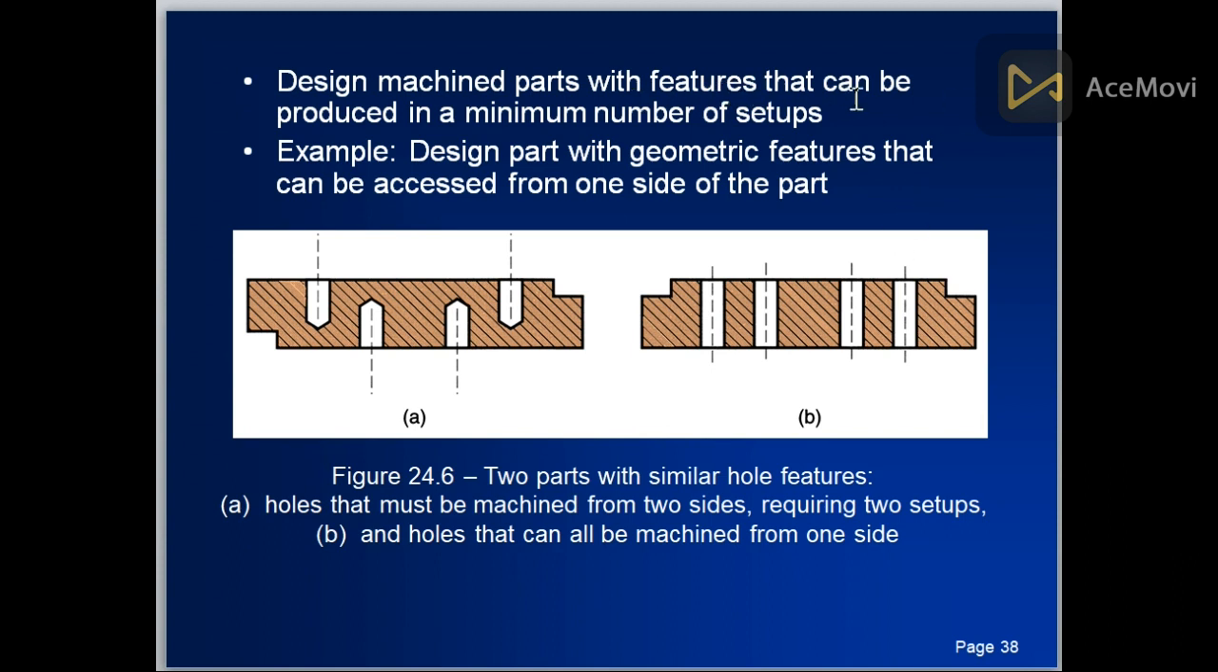Design machined parts with features that can be produced in a minimum number of steps. Example: design parts with geometric features that can be accessed from one side of the part, like this, and this. So we have two parts with similar hole features: holes that must be machined from two sides, requiring two steps, and holes that can all be machined from one side.